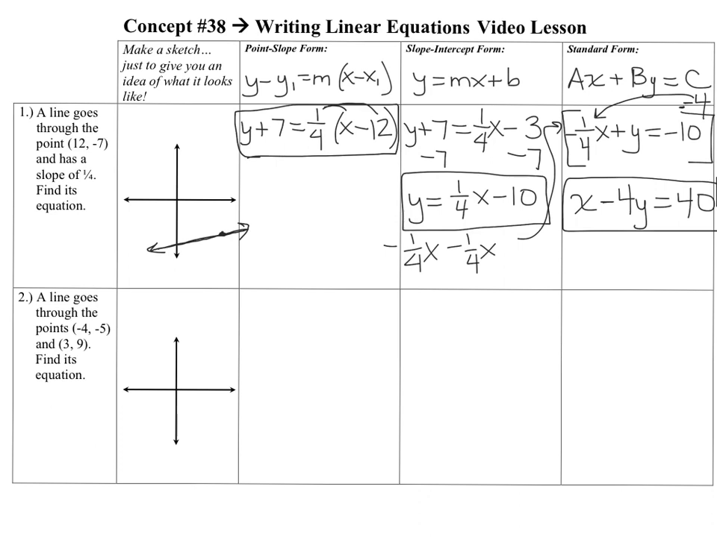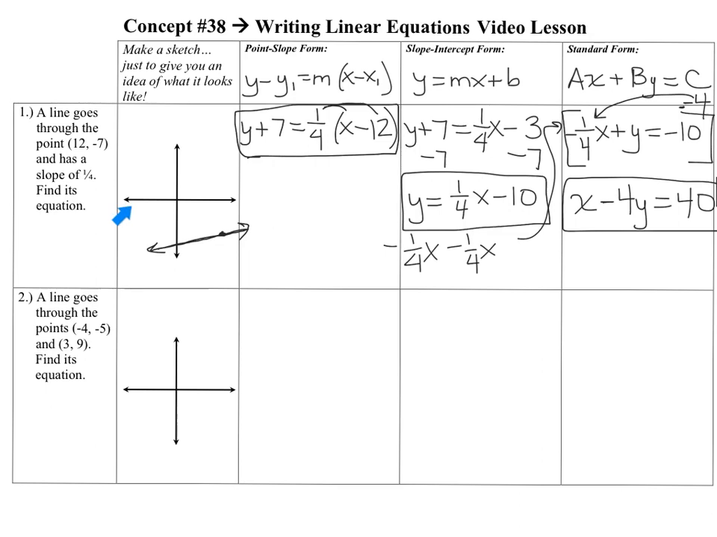Now, standard form doesn't really tell us a whole lot, but I do like to think through my x and y intercepts, right? So it's really pretty easy to figure out your x and y intercepts here. The x-intercept is the value of x when y is 0. So just imagine if I put 0 right in here for y, this whole term is going to go away. I'm going to get x equals 40. So that means that the x-intercept is 40.